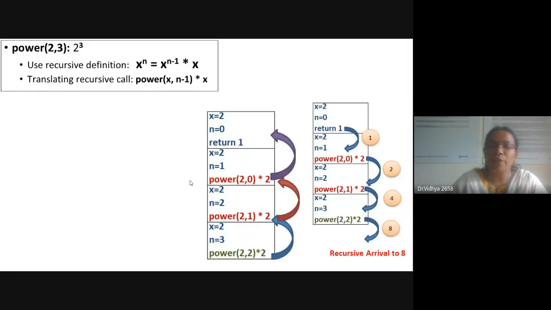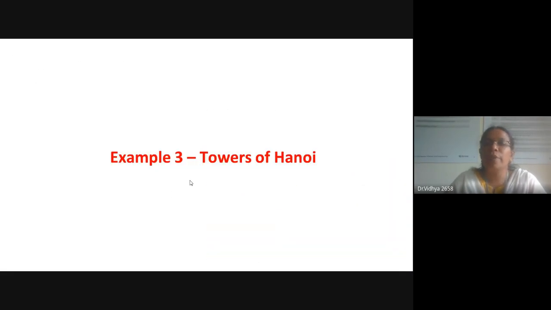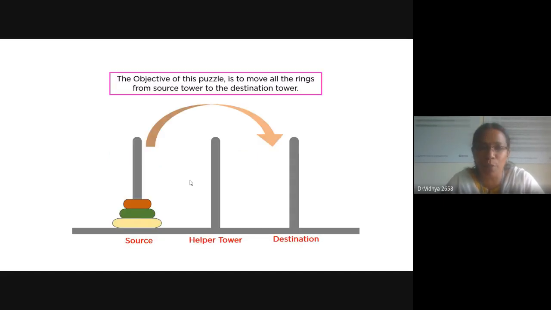Okay, then we will move to the next one. Example 3, towers of Hanoi. I hope all of you might have heard about this problem. This is a very good example for the process of recursion. So let us get into the problem. This is the problem statement.